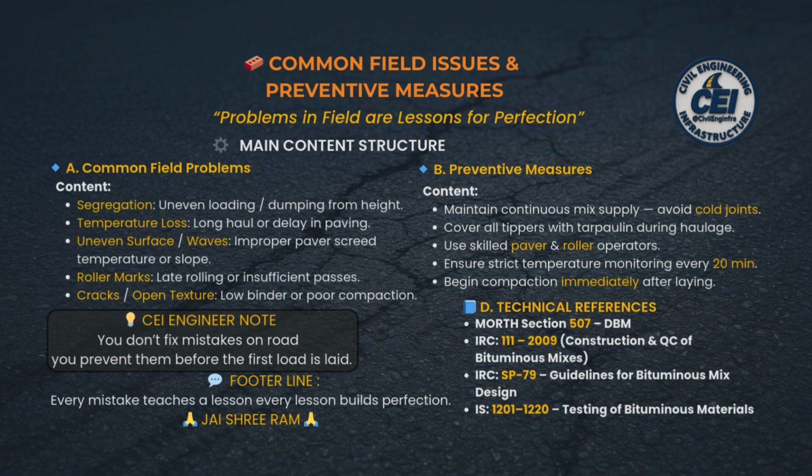Cracks, open texture, low binder or poor compaction. CEI engineer note. You don't fix mistakes on the road, you prevent them before the first load. B. Preventive measures. Maintain continuous mix supply, avoid cold joints. Cover all tippers with tarpaulin. Use skilled paver and roller operators. Monitor temperature every 20 minutes. Begin compaction immediately after laying.